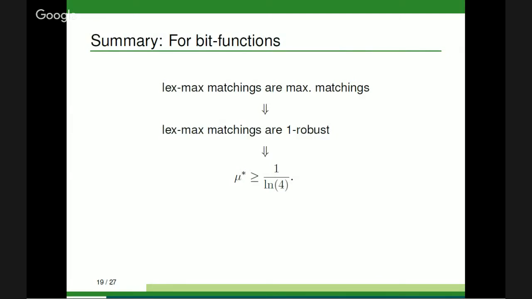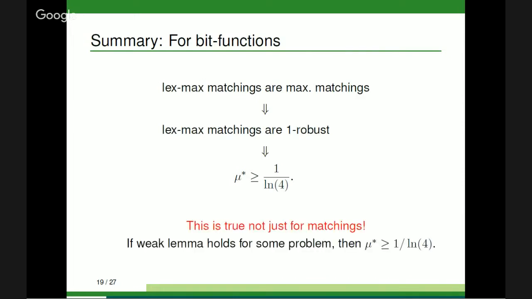So this is the summary. We just showed this weak lemma: Lex-max matchings are maximum weight matchings. We showed that this implies this strong lemma: Lex-max matchings are 1-robust. And that this implies the theorem that the robustness is at least 1 over ln of 4 by rounding.